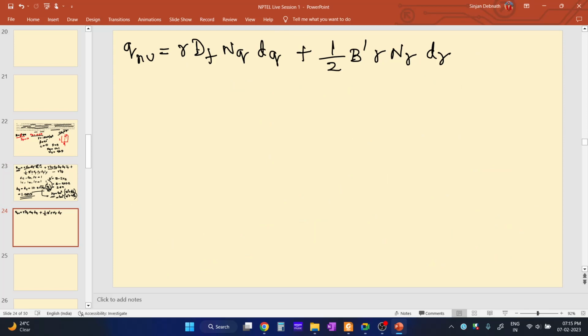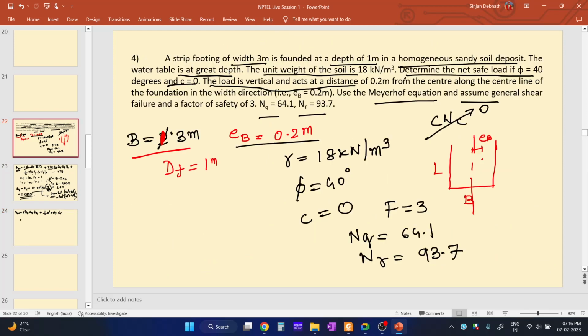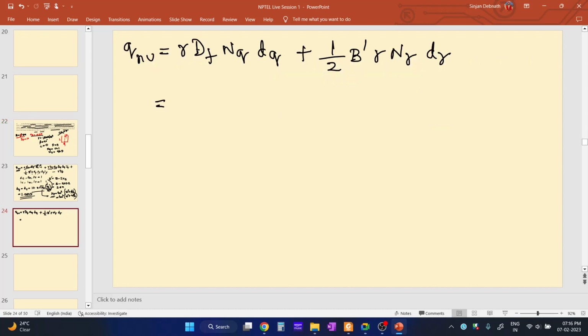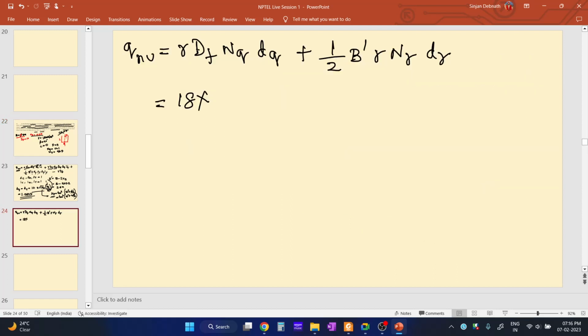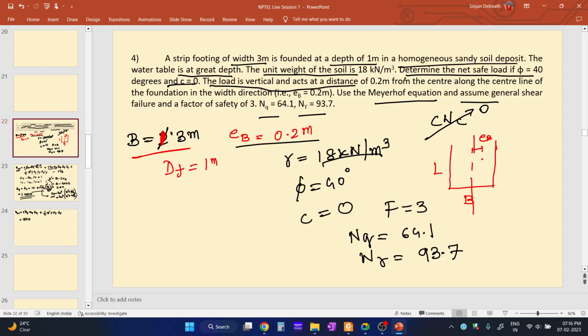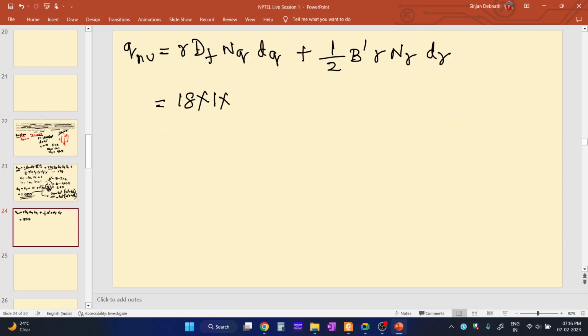Now let's put all the values over here. What is the unit weight of soil? It is 18. And what is the depth? The depth is 1 meter. And what is the value of Nq? 64.1.